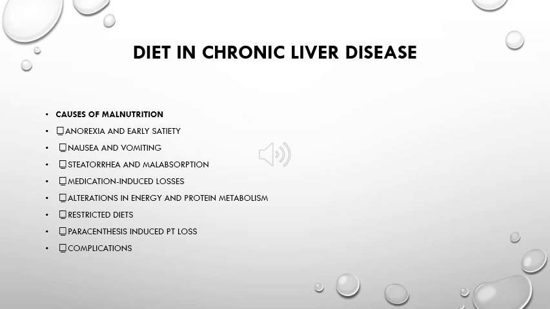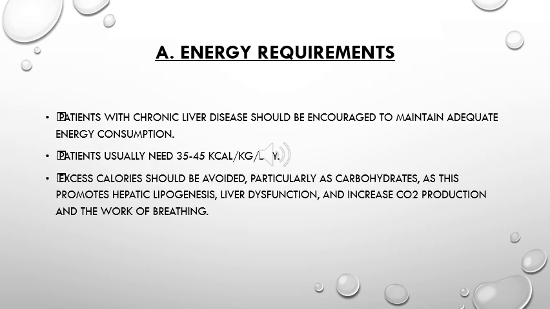Causes of malnutrition in chronic liver diseases are variable, like anorexia, steatorrhea, medication-induced losses, restricted diet, and other complications. The caloric requirement for a patient with chronic liver disease is 35 to 45 kilocalories per kg per day. However, excess calories should be avoided.